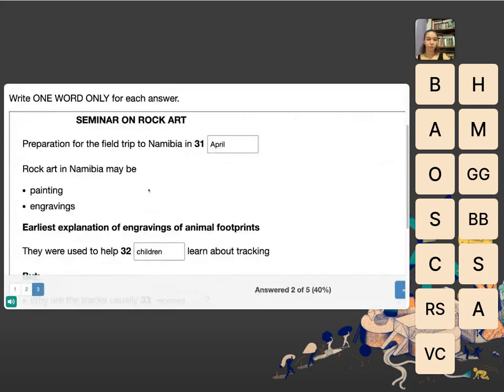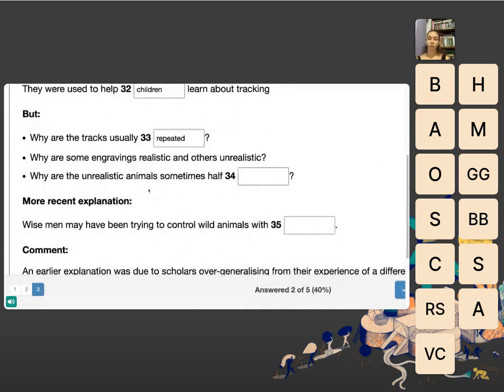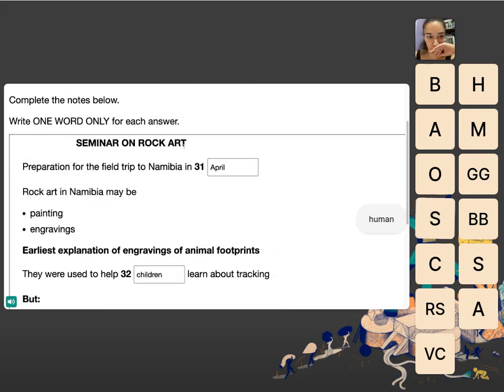First, when you look at a typical Namibian painting or engraving, you see the tracks are repeated. There are dozens of tracks for the same animal. You'd expect just one clear illustration if the aim was to teach tracking. Now, there were two more problems. Why are some of the engravings of animals very accurate, as you'd expect, all clearly identifiable, and others quite unrealistic? And another mystery. Some of these unrealistic animals in the engravings seem to be half human. Some, for example, have got human faces.